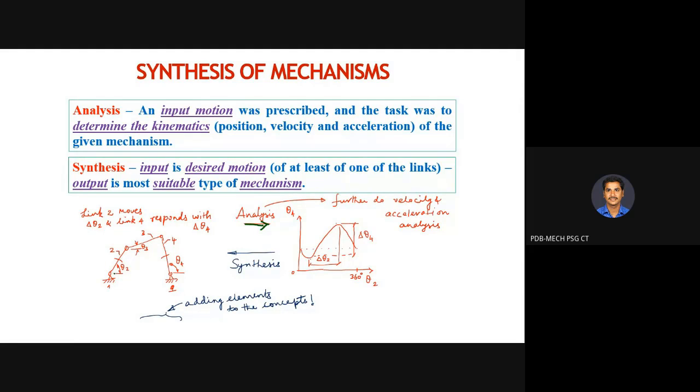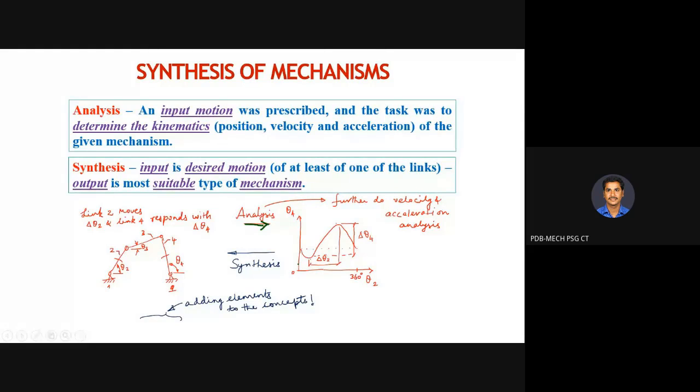Here theta 2 is the angle between your frame and crank. So it is an input angle; here we are giving the input. And what is theta 4? Output angle, sir. Exactly. Theta 4 is your output angle, which is nothing but the angle between your rocker and frame. Now look at the graph mentioned here on the right hand side.